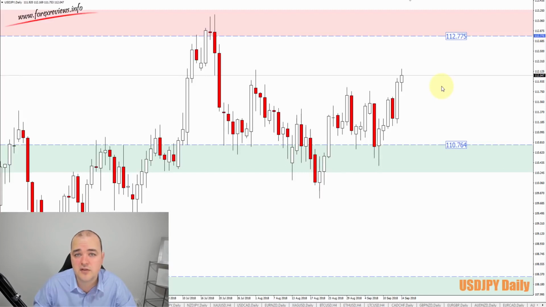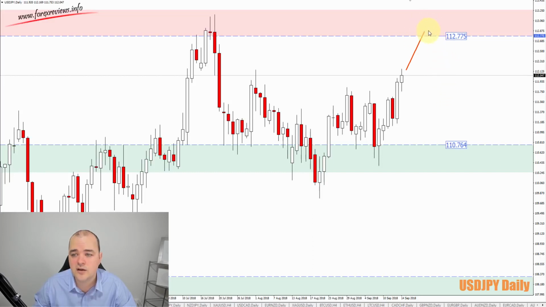The next pair I'd like to cover in this week's review is US dollar yen, and I'm on the daily chart. On this market this week, what I'd like to highlight is a target area to the upside for all those people who are holding a buy trade on this market from the recent test of the 110.76 zone area. And that is the 112.77 zone area.